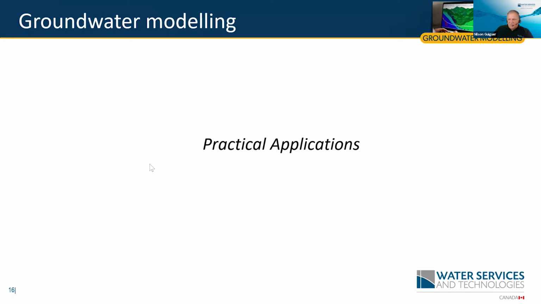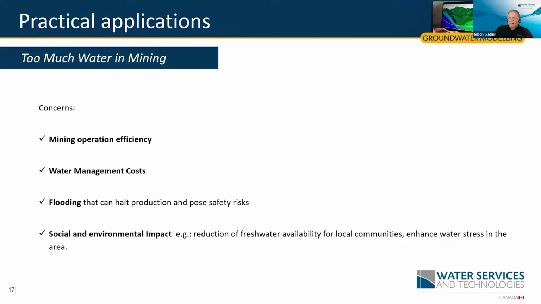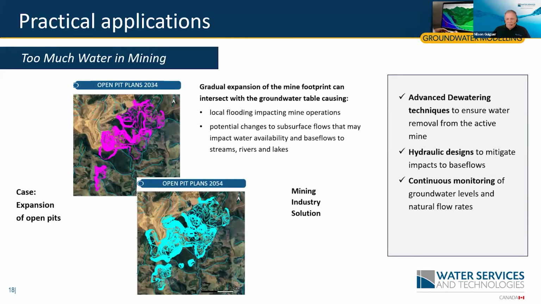So let's look at some practical applications. Sometimes you have too much water and you need to get rid of it to make your mining operations efficient. You don't want to work in a mine with lots of water in it, an open pit for example, because your tires go bad and everything. So you'd like to operate in as dry a mine as possible. You can also cut your costs by doing that. There is also a problem that you may have flooding, halting production. You may have social and environmental impacts through a reduction of fresh water availability to local communities. You can enhance water stress in the areas. So models can be used to do that.